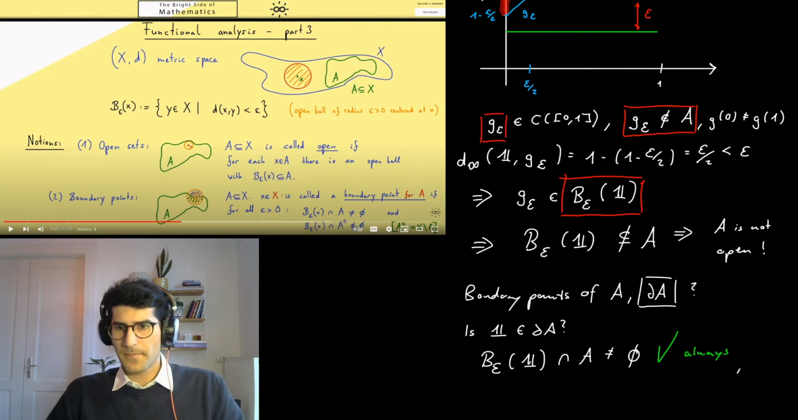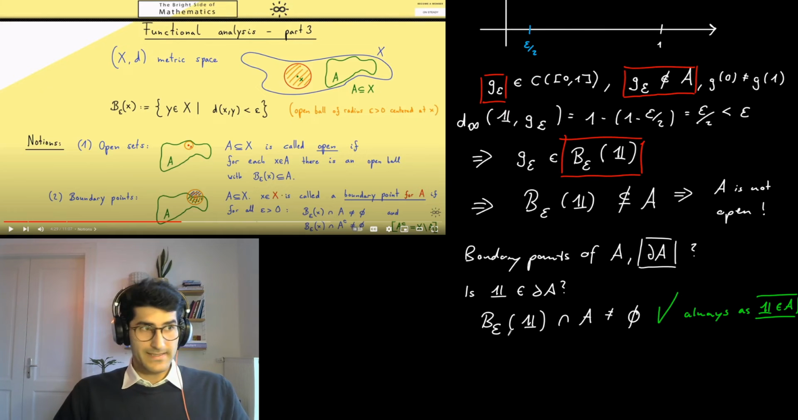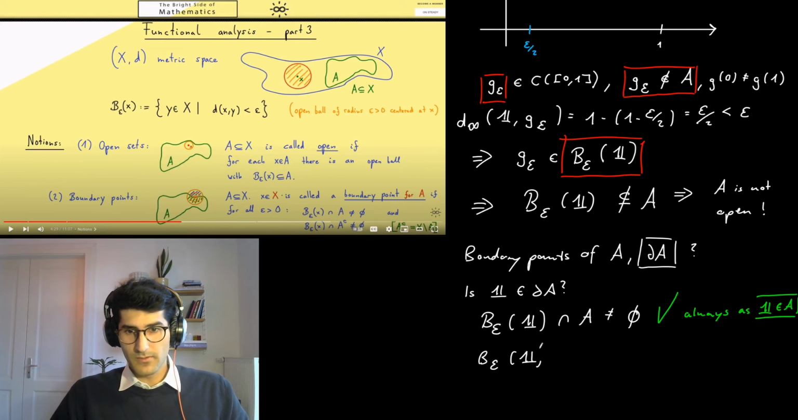So why is that? Because 1 is an element of A, and 1 is also an element of the epsilon ball around 1. This is true in every metric space, and this is true by assumption. So this is the first condition. The second condition that we need to check is, what about the complement? So is also the intersection of the epsilon ball around 1 with the complement of A non-empty?